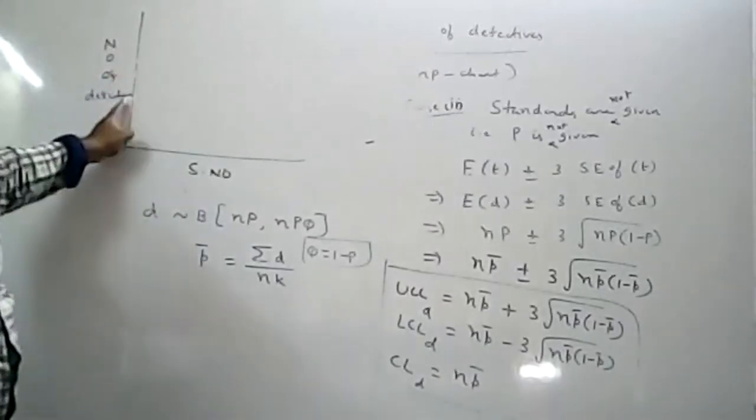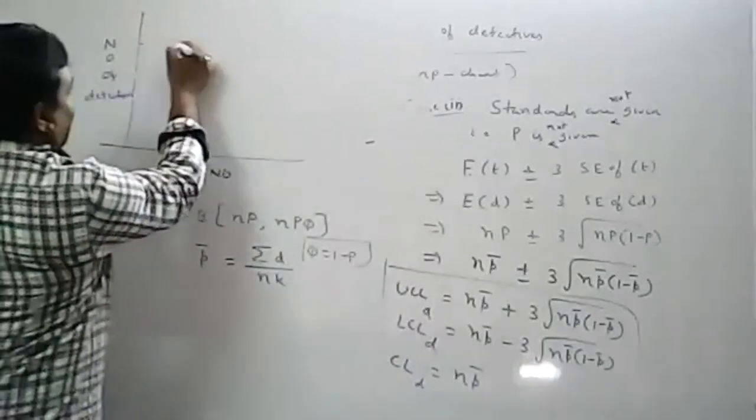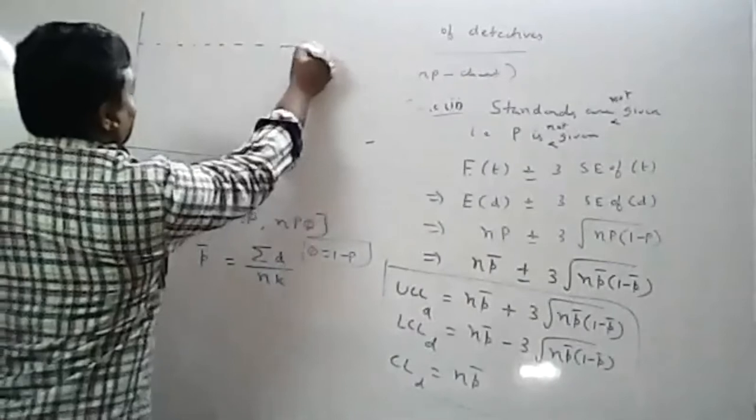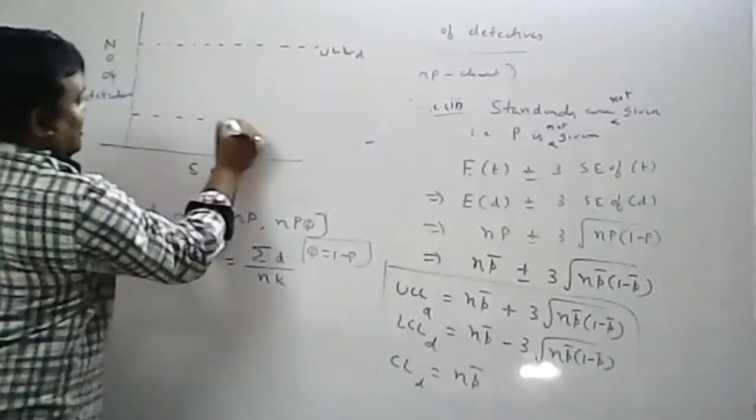In P chart you get fraction defectives. In D chart you get number of defectives. Okay. And then what is that? UCL you draw as a dotted horizontal line, because with fixed N you will get a horizontal line. UCL D. And next, LCL is also a dotted horizontal line.